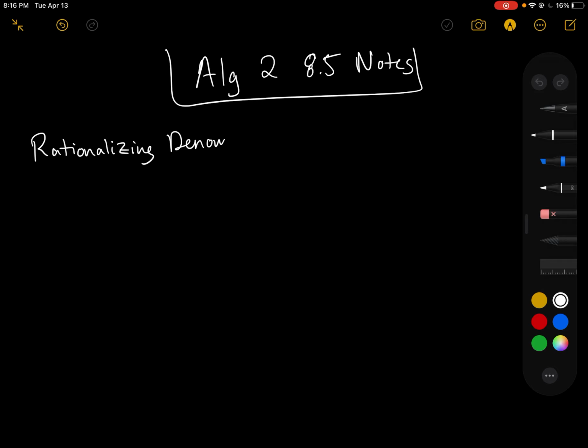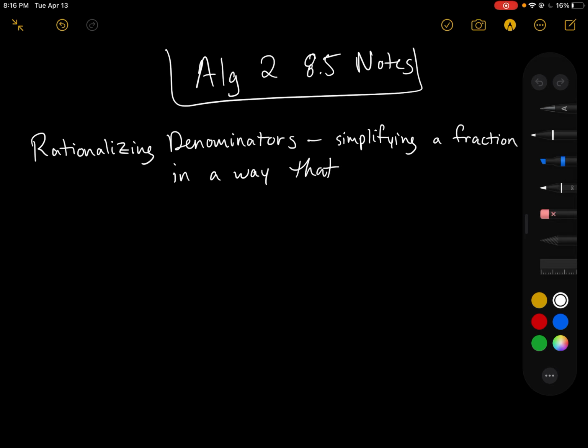So something to review more explicitly today is rationalizing denominators. And what this means is we are basically simplifying a fraction in a way that removes radicals from the denominator.